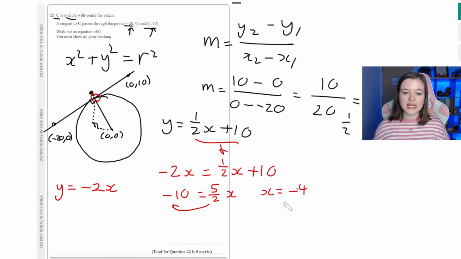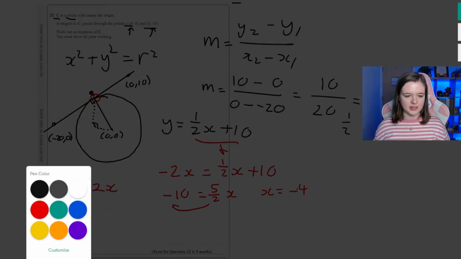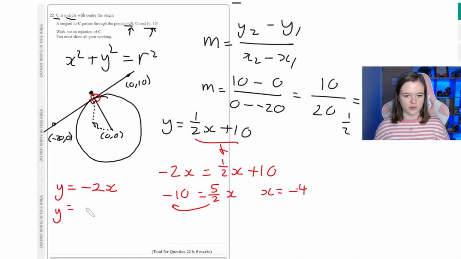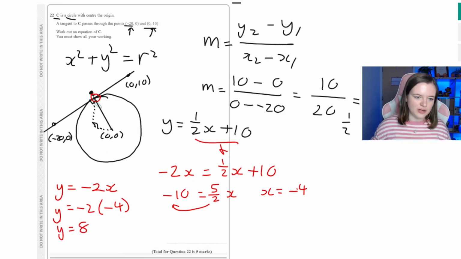I can put it into either equation, like I normally do with simultaneous equations. Let's put it into this one, it's a bit easier. Then y is equal to minus 2 times minus 4, so y is equal to 8. Minus 4, that's just 8. So then we know that this length down here is 8, because that's where this point is on the axis here.